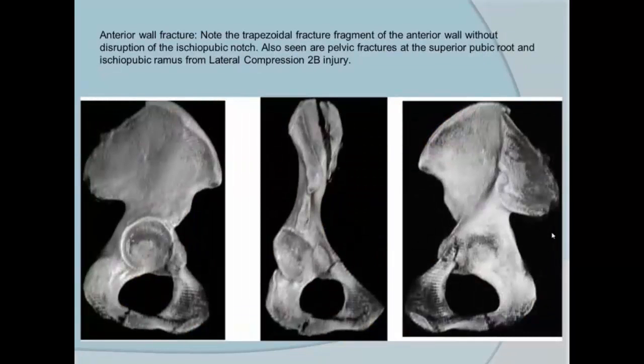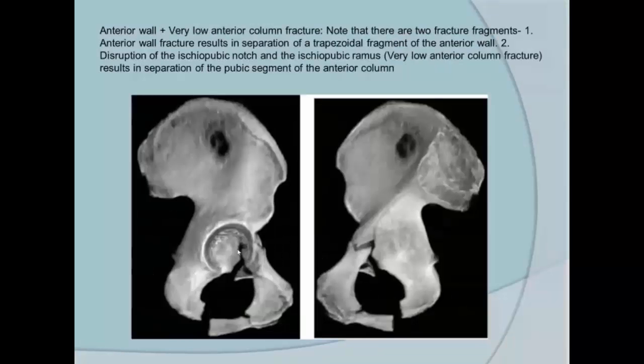Then the anterior wall fracture. Note the trapezoidal fracture fragment which is lying anteriorly, this one, without disrupting the ischiopubic notch. Also seen are pelvic fractures at the superior pubic ramus and the ischiopubic ramus. Usually they are due to lateral compression. This is an anterior wall fracture with a very low anterior column fracture, involving the anterior wall and the low anterior column.